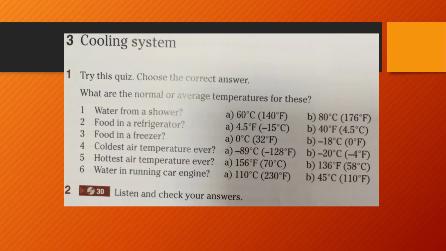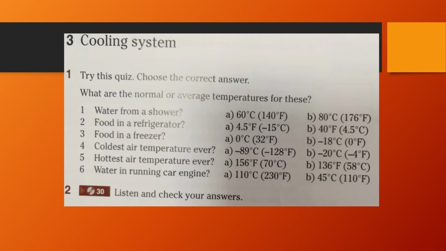And finally, what is the temperature of water in a running car engine? Is it A, 110 degrees Celsius, which means 230 degrees Fahrenheit, or B, 45 degrees Celsius, which means 110 degrees Fahrenheit? You should choose an answer for each one of these. Try to guess if you don't know the answer. Then we will listen and check the answers. Now let's listen to check the answers.